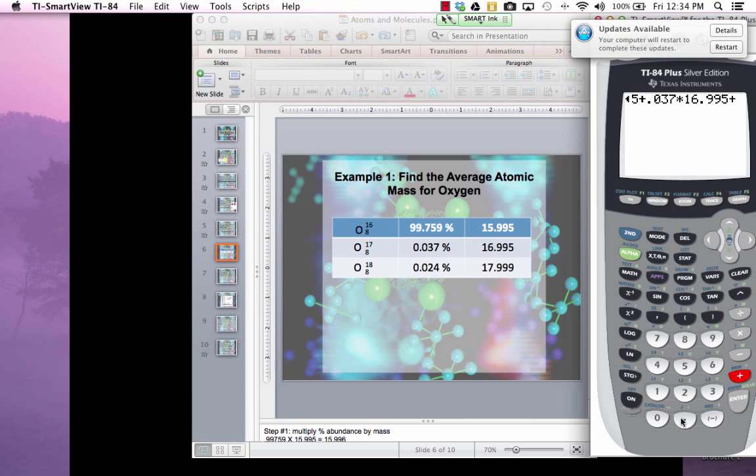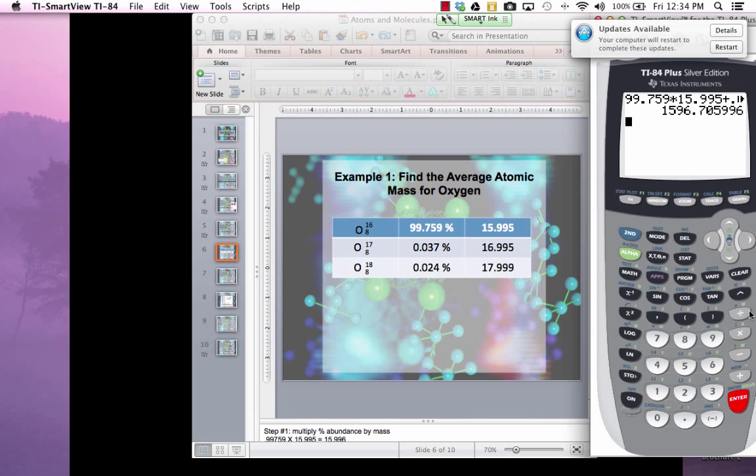And then add the next one, 0.024% times the mass of 17.99. So not a whole lot of isotopes of oxygen are going to weigh 18, just a very tiny proportion. Most of them weigh 16. I expect the average then to be a lot closer to 16. And look what number did I get?